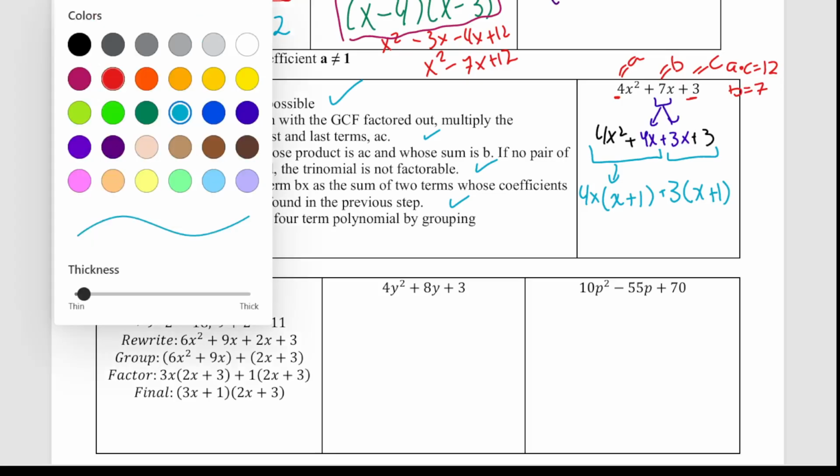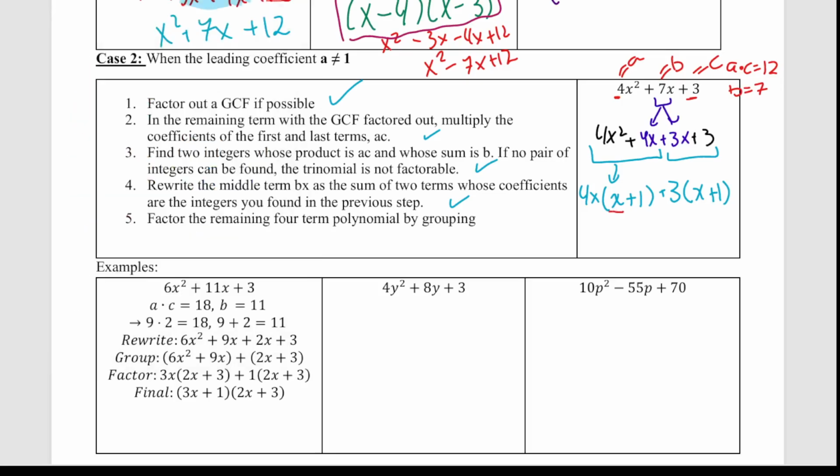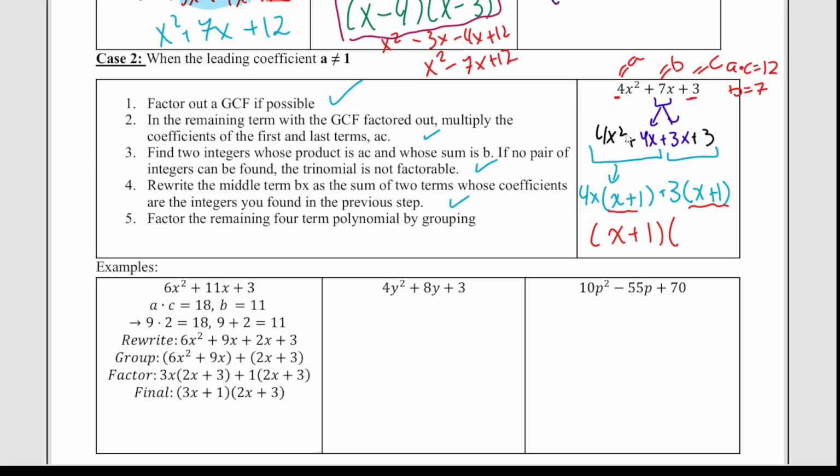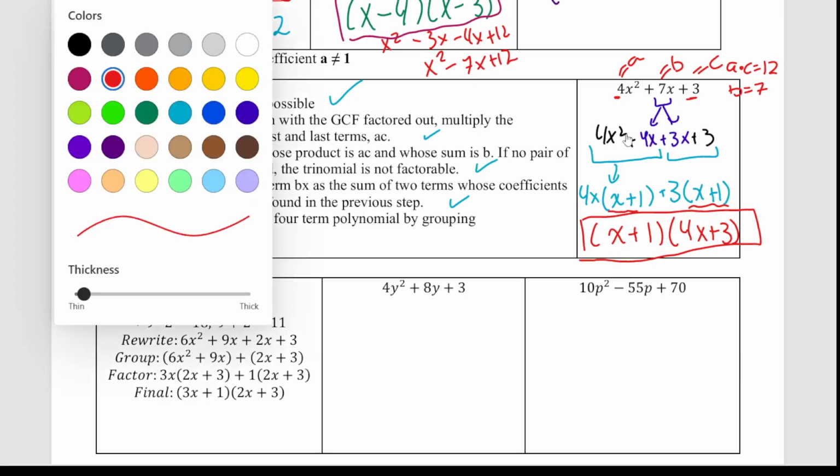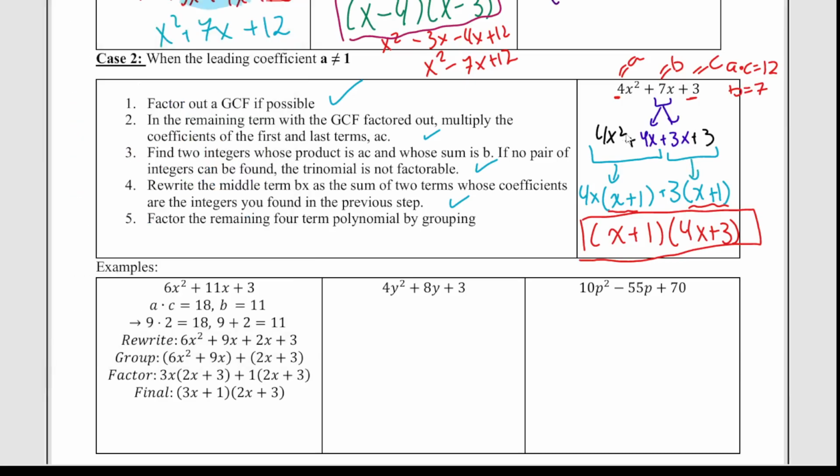And then lo and behold, these now have a greatest common factor of x plus 1. So I'm going to wind up with x plus 1 times, and what they have different: 4x times x plus 1 divided by x plus 1 will leave us with 4x. 3 times x plus 1 divided by x plus 1 will leave us with 3. And if this is looking unfamiliar, I'd encourage you to watch the video I have on factoring by grouping. So those are your basic steps.